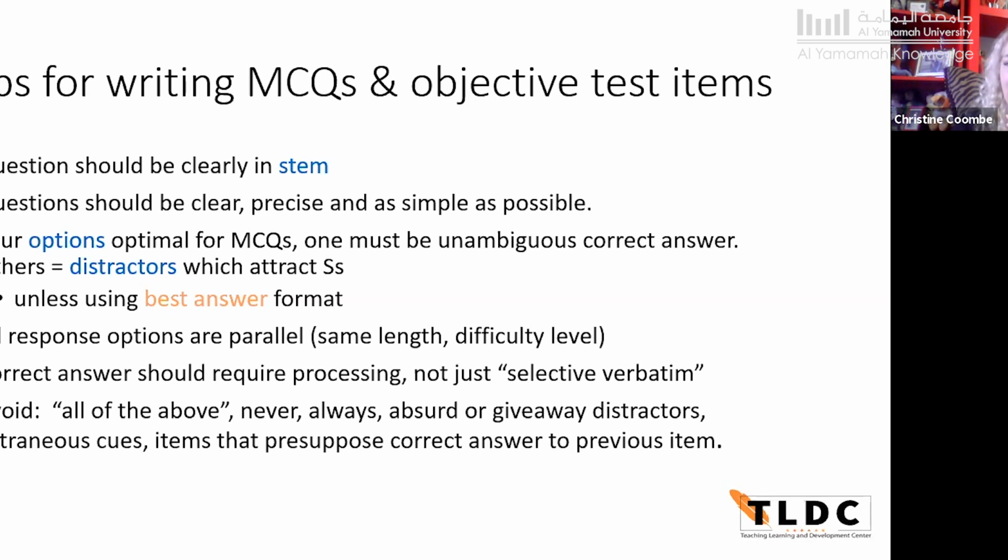Four options are optimal for MCQs, with one being the unambiguous correct answer. The others function as distractors. The only exception to this rule is when you're using the best answer format. And for you English teachers out there, another exception to this rule is if you're doing listening. The listening skill only, it's recommended that there are 3 response options instead of 4.